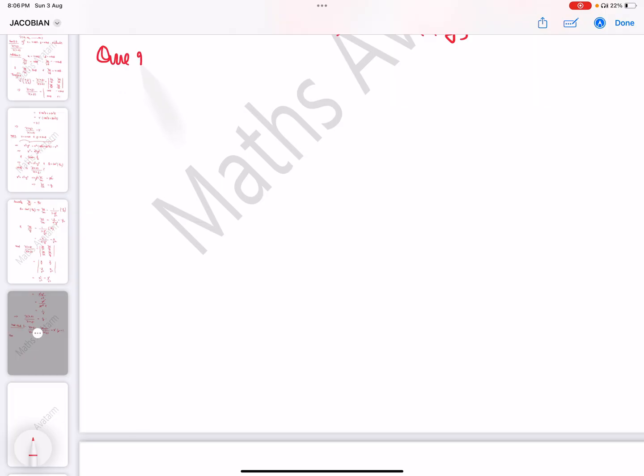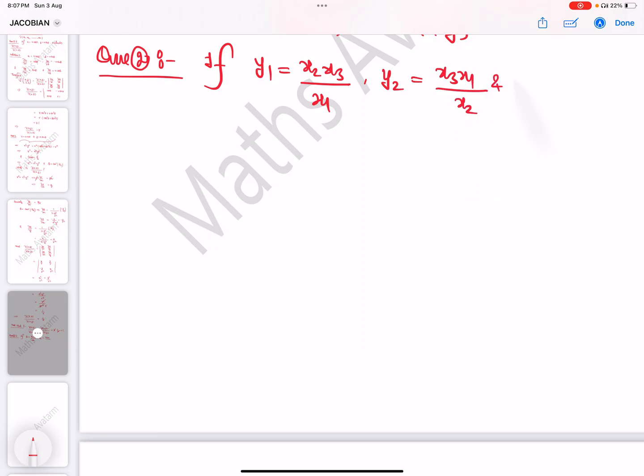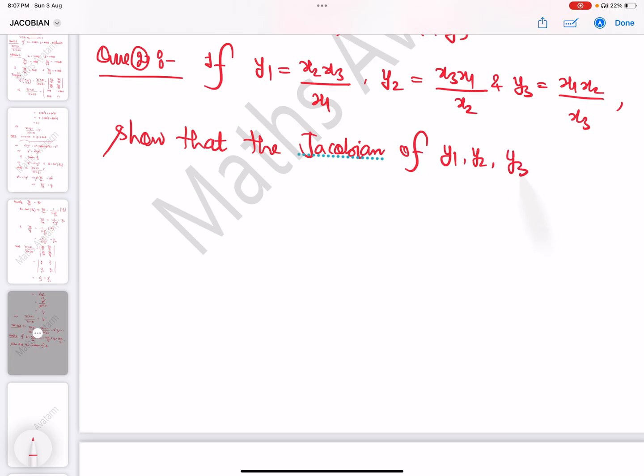Now question 2. If y1 is equal to x2 x3 upon x1, y2 is equal to x3 x1 upon x2 and y3 is equal to x1 x2 upon x3, show that the Jacobian of y1, y2, y3 with respect to x1, x2, x3 is 4.